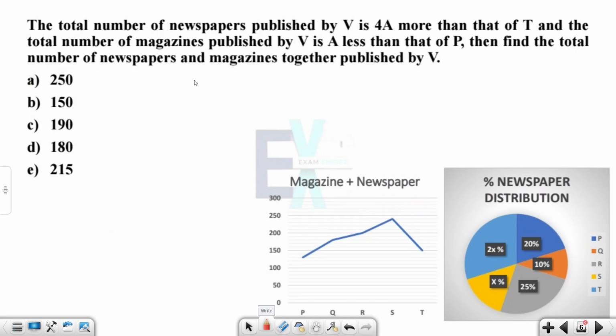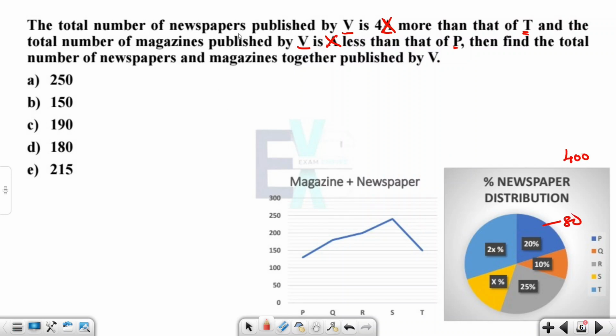So next one. The total number of newspapers published by V is 4X more than that of T. Actually, this is not 4A, this is 4X. And the total number of magazines published by V is X less than that of P. Then find the total number of newspapers and magazines produced by V. Okay, listen here. We already know this is 80, and the total number of papers is 400.